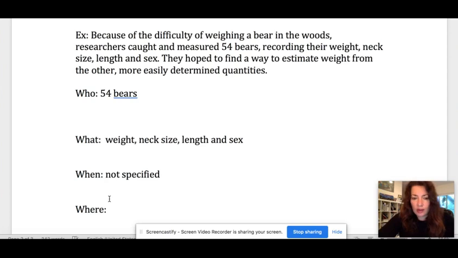All right, where? So where was this? Yes, they're saying it was in the woods, but where in the woods? Was it in the woods in Russia? Was it in the woods in the United States? So you could say in the woods, but not specified specifically. Not specified.